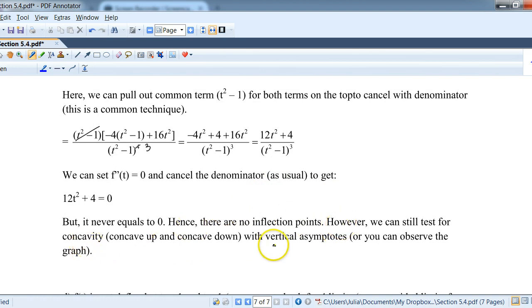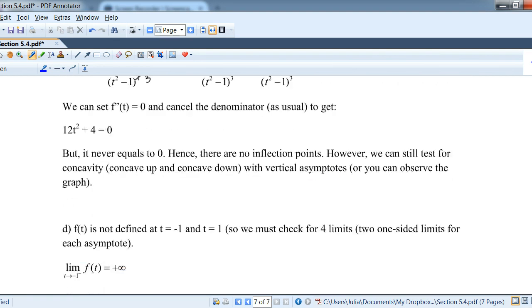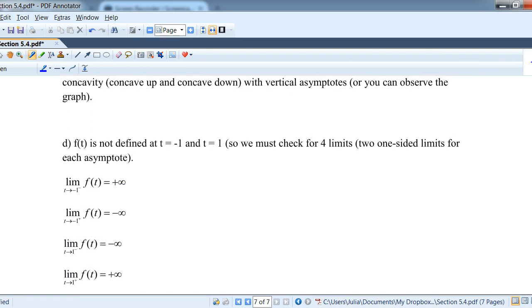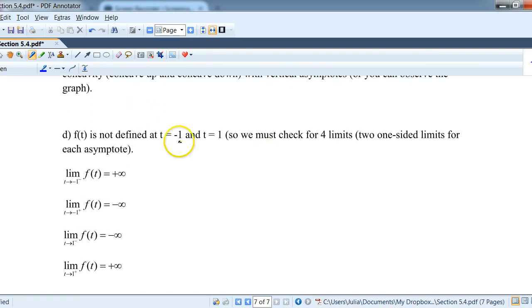However, it's still a good exercise to do because you can still test for concavity. You can plot asymptotes. You may have to do that for your assignments, but you can plot the asymptotes and look for the change in sign. So it's still a good exercise. And last, but not least, we do have two vertical asymptotes, negative 1 and 1. So we must check for the behavior around the asymptotes.